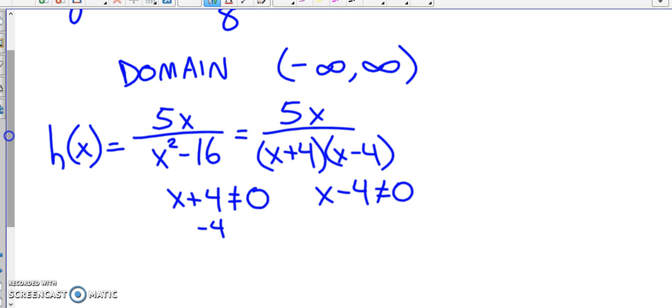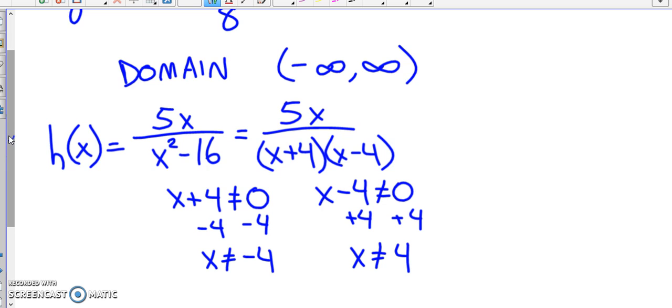I can subtract 4 on both sides here. X cannot be negative 4. I can add 4 to both sides here. X cannot be positive 4. So if I want to remove negative 4 and positive 4 from the real number line, just as a recap in case you needed it, especially on the other one. So I don't want that one and I don't want that one, but everything else is okay because those are the only two values that cause division by 0.